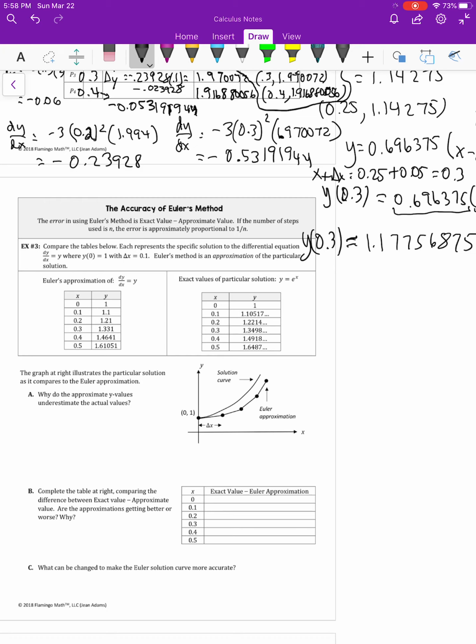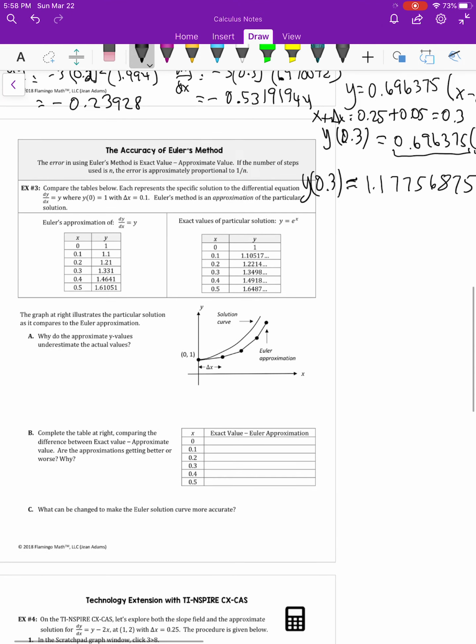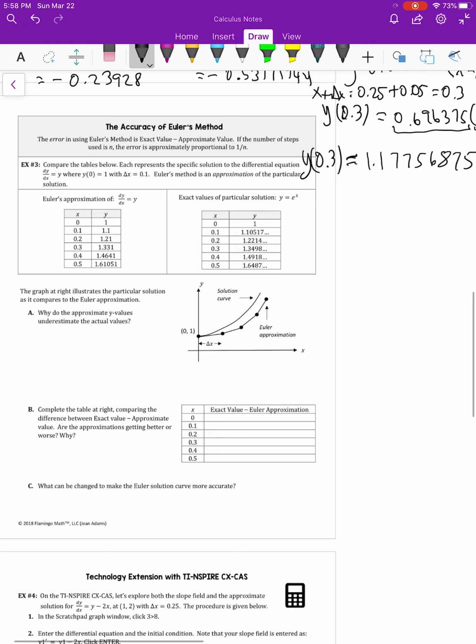At least have a general idea of what the function is. All right, so that moves us to page 30 in our notes. This is talking about how accurate Euler's method is. It says the error in using Euler's method is exact value minus approximate value. So if the number of steps used is n, the error is approximately proportional to 1 over n.